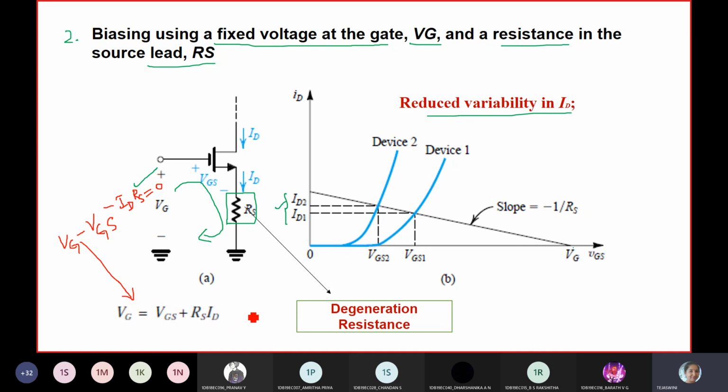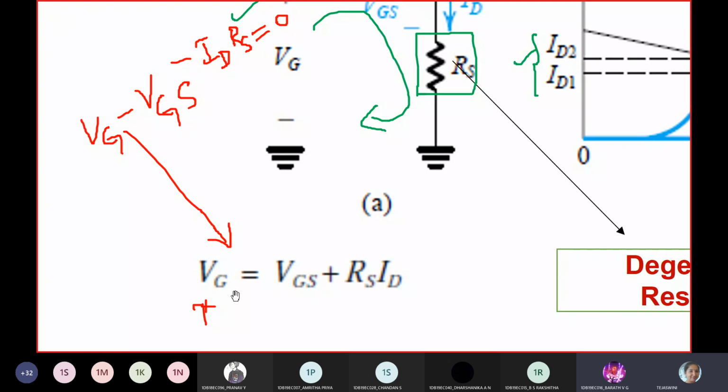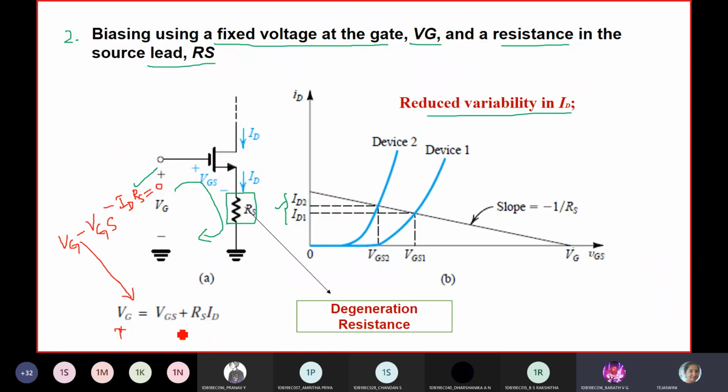Now if I want to write ID from this expression, what is ID? ID is equal to VG minus VGS by RS. That is, VG by RS minus VGS by RS. Plus or minus? Minus, ma'am.